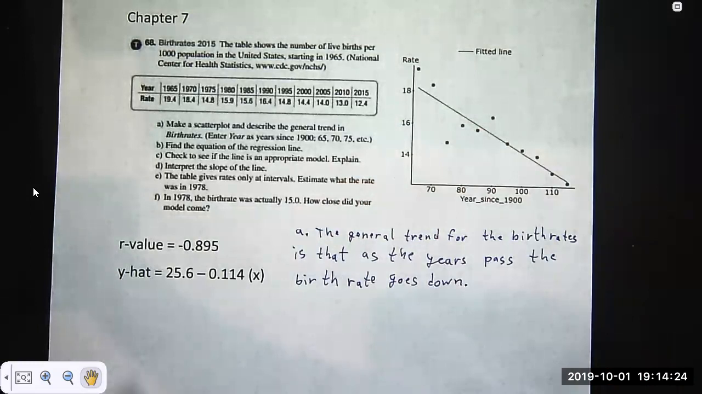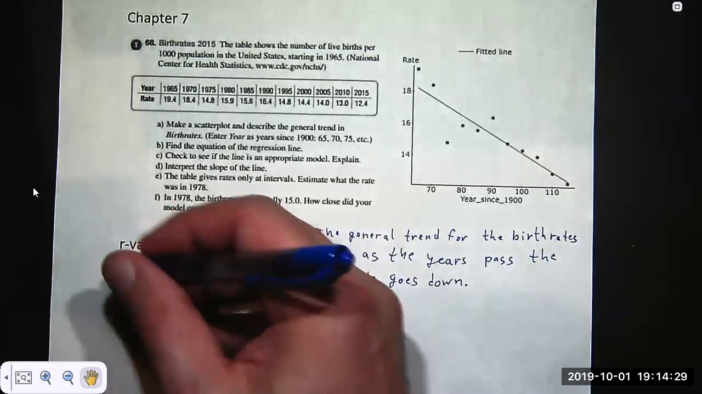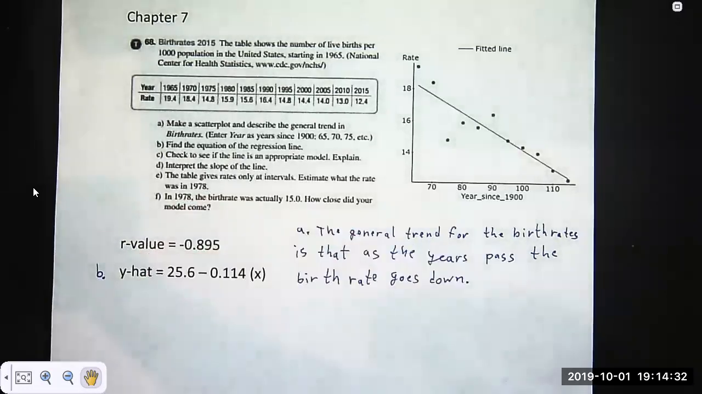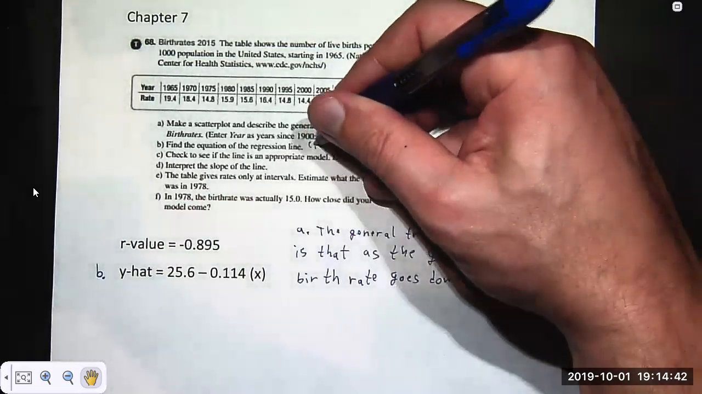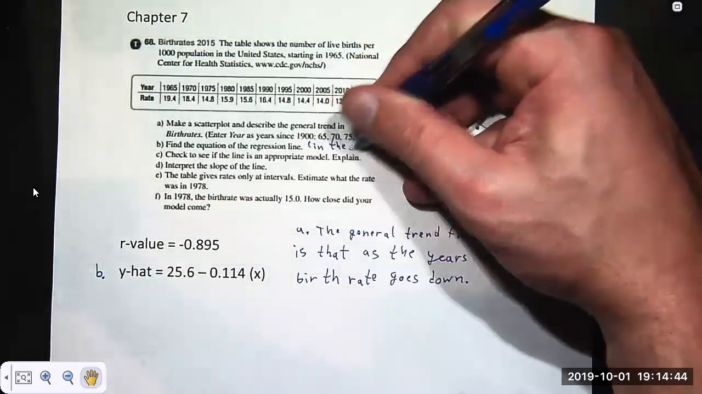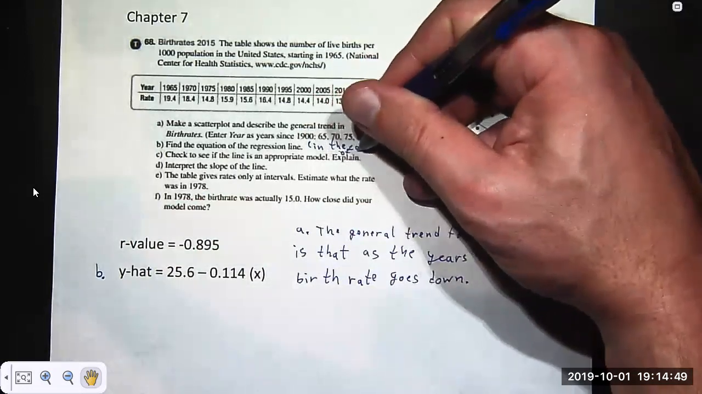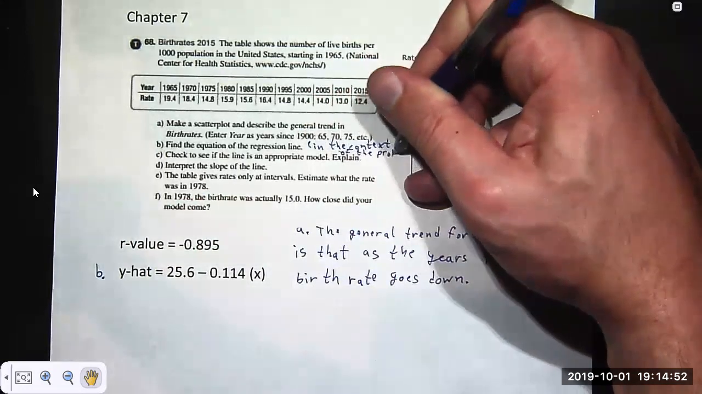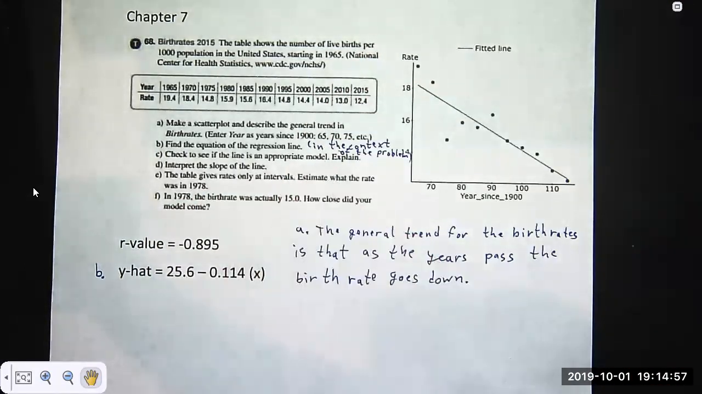All right. Find the equation of the regression line. So that one will just be given to you, right here. But you should be able to write that in the context of the problem. You will see that on the test. You only have to write it like this if it specifies, and it will specify.